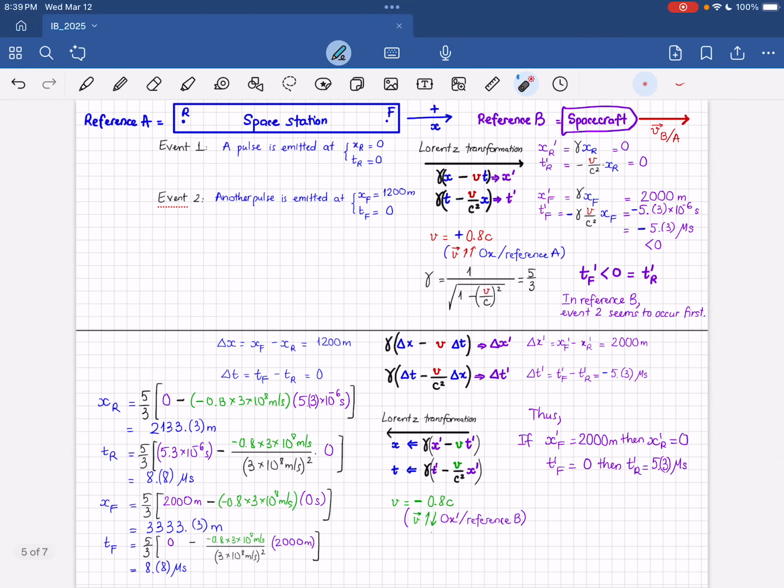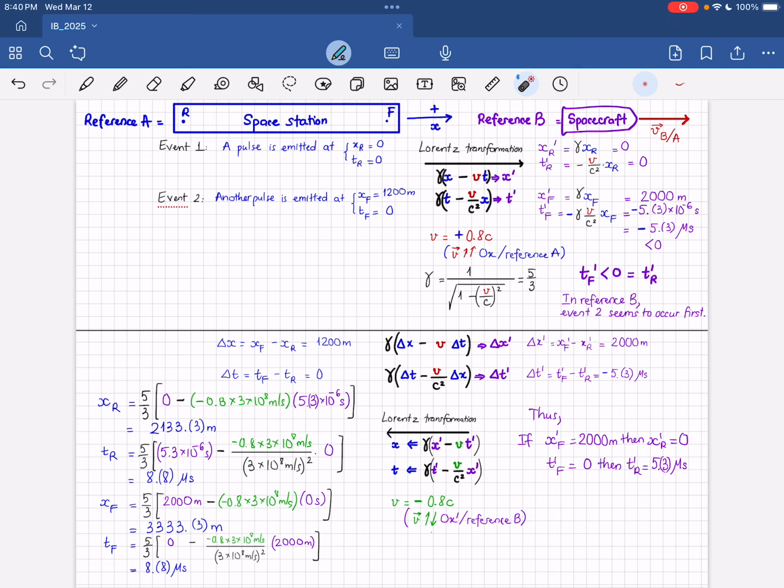So what else can we learn from this problem? Well, when I look again at the time point when the observer on the spacecraft can see the pulse emitted from the F point, it just happened to be a negative value. So I'm thinking, what if we move the time point to a positive value, and how would it be different for the coordinates, for the position that reference A, the person from the space station, can see? So then I try, right?